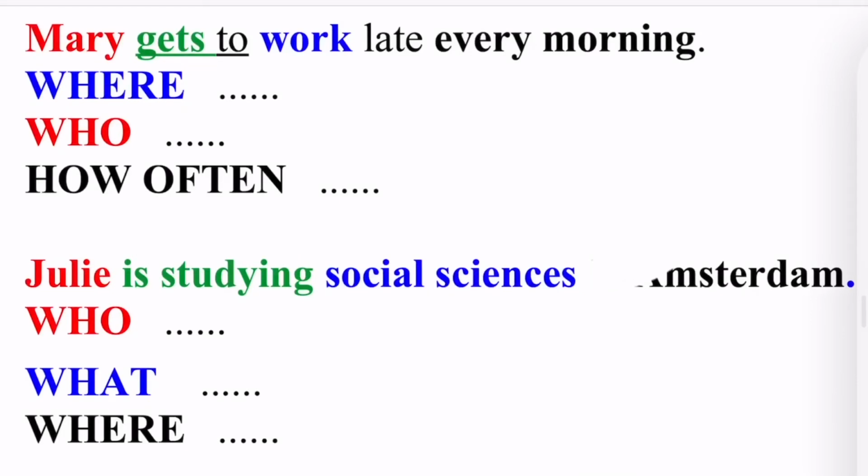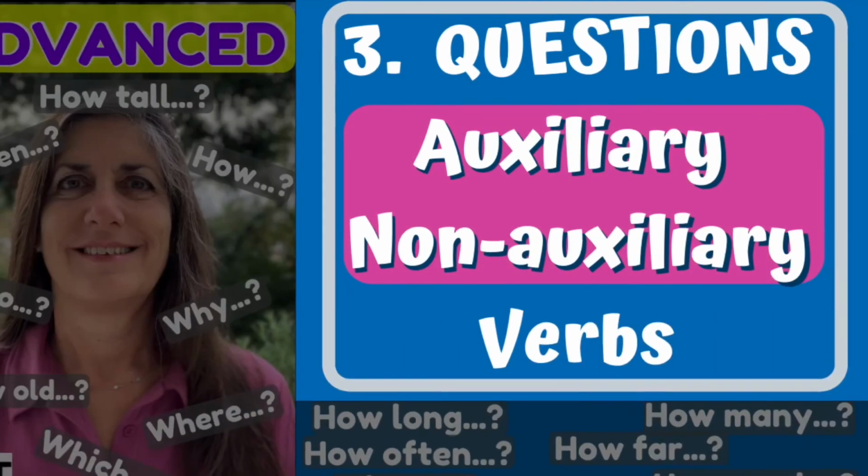Now we're interested in where. We know that Julie is studying somewhere, but we don't know where. So, where, inversion, is Julie studying social sciences? Julie is studying social sciences in Amsterdam.